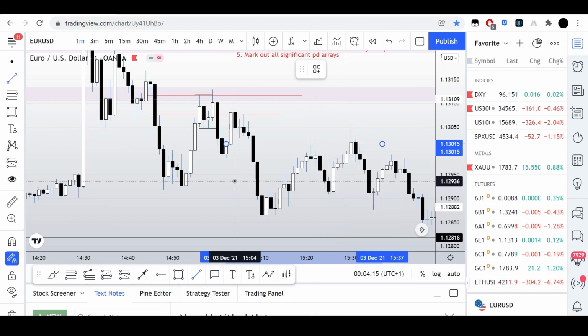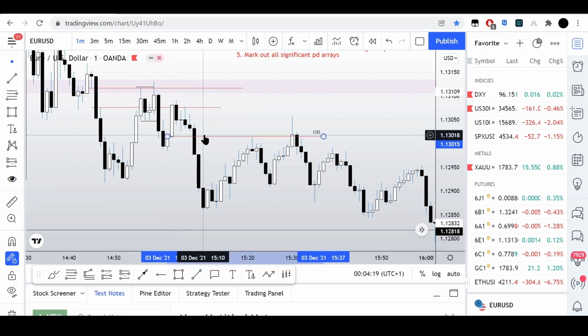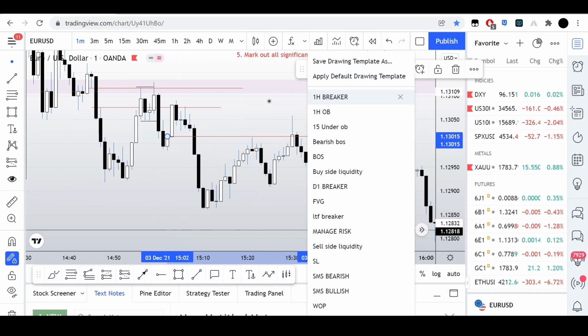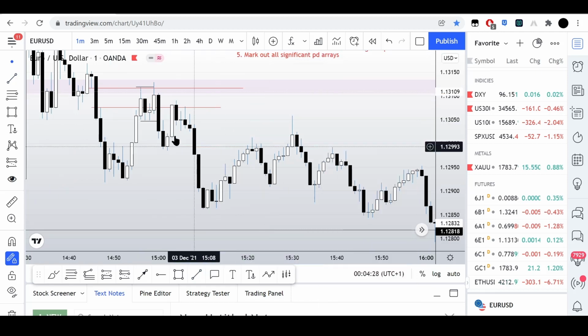Let me do this. Okay, order block. What else do we have? Let me go ahead and mark this out right here. Actually, I'm gonna take that out. I'm gonna take this out. You guys see this up candle right here? This is our bearish order block. So you guys know that there's an order block inside of here.